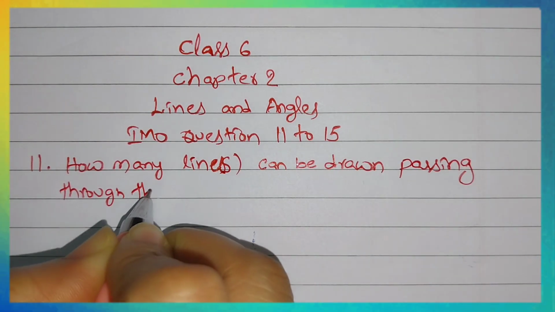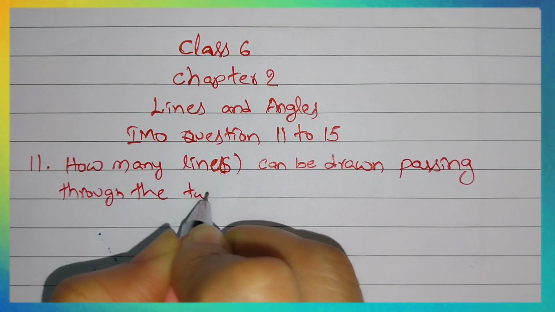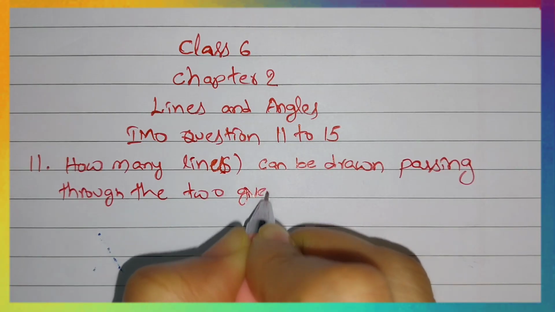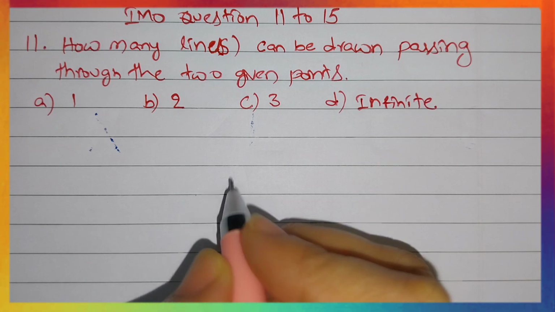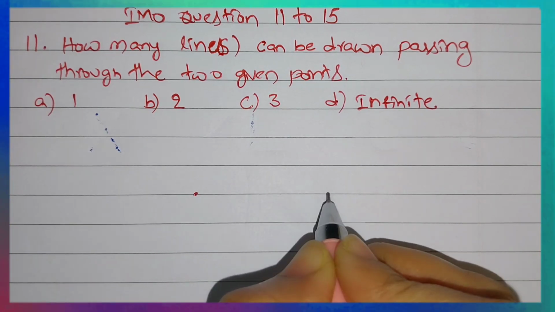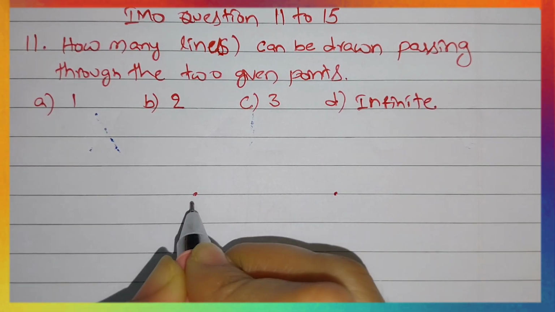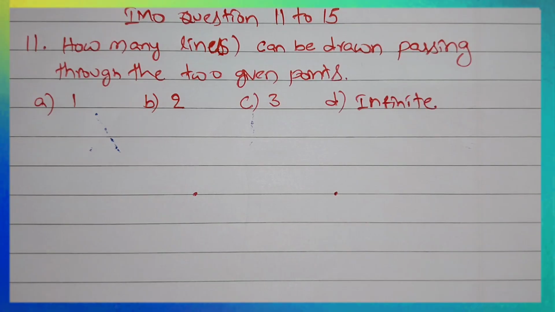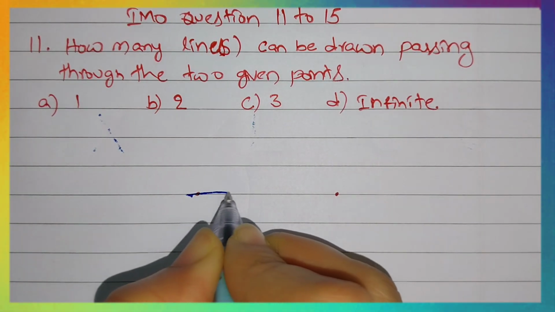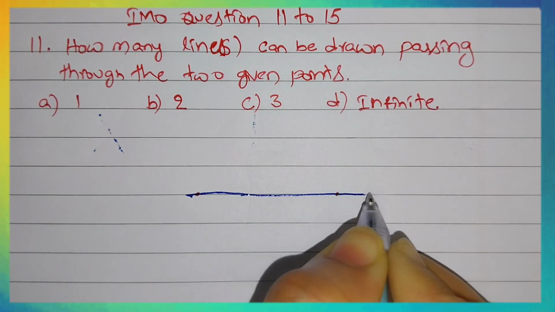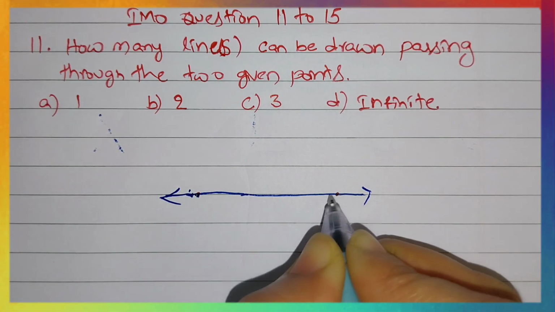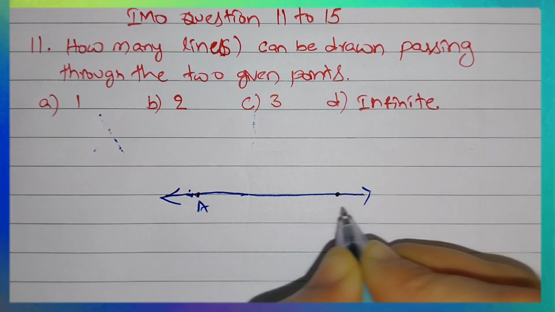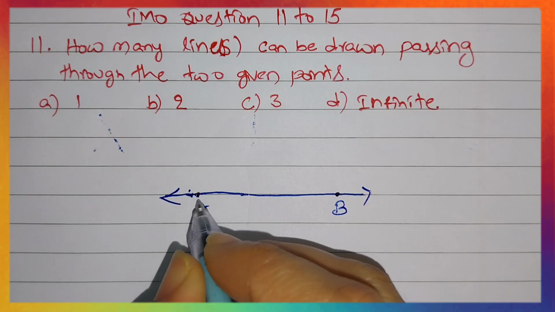So the 11th question is how many lines can be drawn passing through the two given points. The options are A 1, B 2, C 3 and D infinite. These are the 2 points I kept. First, I am drawing one straight line that can be drawn through both points. I am keeping the points A and B and this is one straight line.